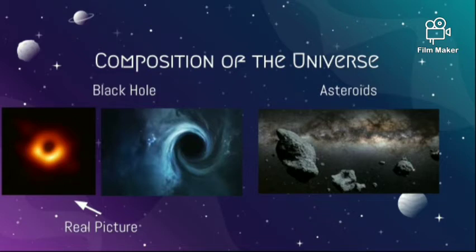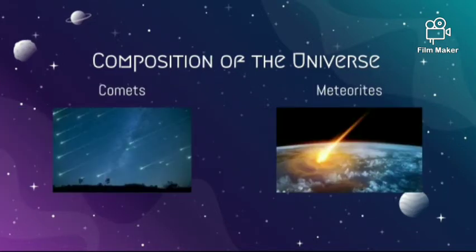Black hole. Until recently, we didn't know if black holes existed. The only thing we know about black holes is that they are an accumulation of matter in a very small area. Furthermore, we know that they destroy everything. Asteroids. An asteroid is a rocky body, smaller than a planet and larger than a meteorite. Most asteroids are found in the asteroid belt.